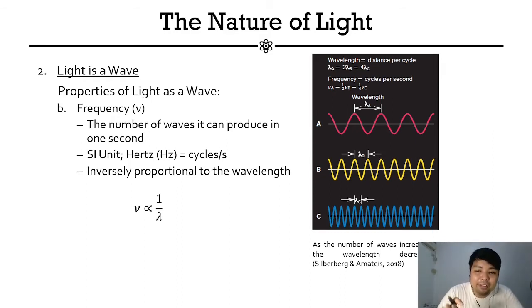It's because if you're given a certain amount of time, the shorter the wavelength, the more waves you can produce, right? So for example, let's say this line here is from 0 second and this is from 1 second. For letter A, which has a larger wavelength, from 0 second to 1 second, it can produce 1, 2, 3 waves. Letter B, which has a shorter wavelength than A, can produce 7 waves, while letter C can produce 15 waves. So you can see, the shorter the wave, the more waves you can produce in 1 second.